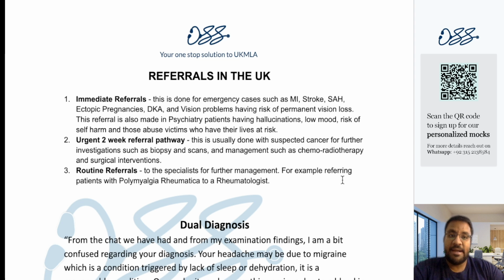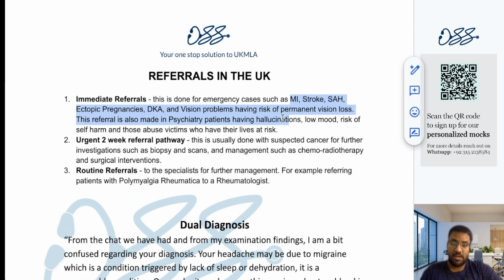All right. So we discussed the referrals in the UK and the types of referrals. We discussed that there is an immediate referral that is done for the red flags, and that is done for the emergencies. So I'll shed some more light on what the possible emergencies can be. The emergencies can be life-threatening conditions such as MI, stroke, subarachnoid hemorrhage, ectopic pregnancy, or DKA, in which your life is at risk. All of these cases need to be immediately referred.